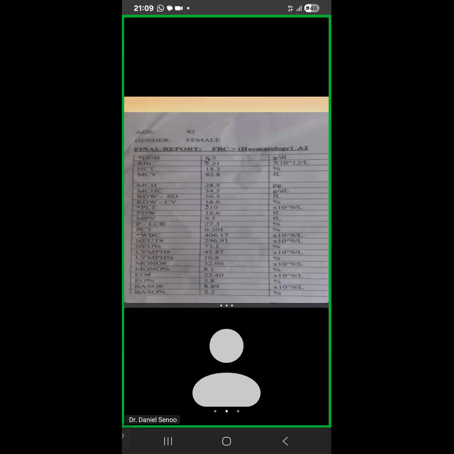And so when you examine the film, you expect to see retics. I will see the variations in the RBC sizes because of the anemia deficiencies. So you see anisocytosis, and then also a variation in shapes as well. That will be variations in RBC shapes as well.